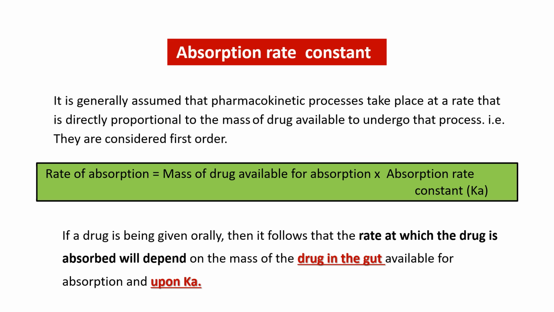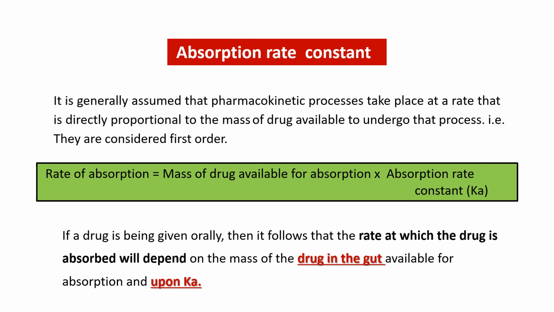So let's try to understand one more parameter, that is the absorption rate constant. It is generally assumed that the pharmacokinetic process takes place at a rate that is directly proportional to the mass of a drug available to undergo the process. That is, they are considered first order. So what is first order kinetics? We'll discuss this in detail in the chapter on distribution and metabolism. What I can tell you now, for easy understanding, is that most drugs follow first order kinetics, and absorption and elimination depend on the concentration of the drug.